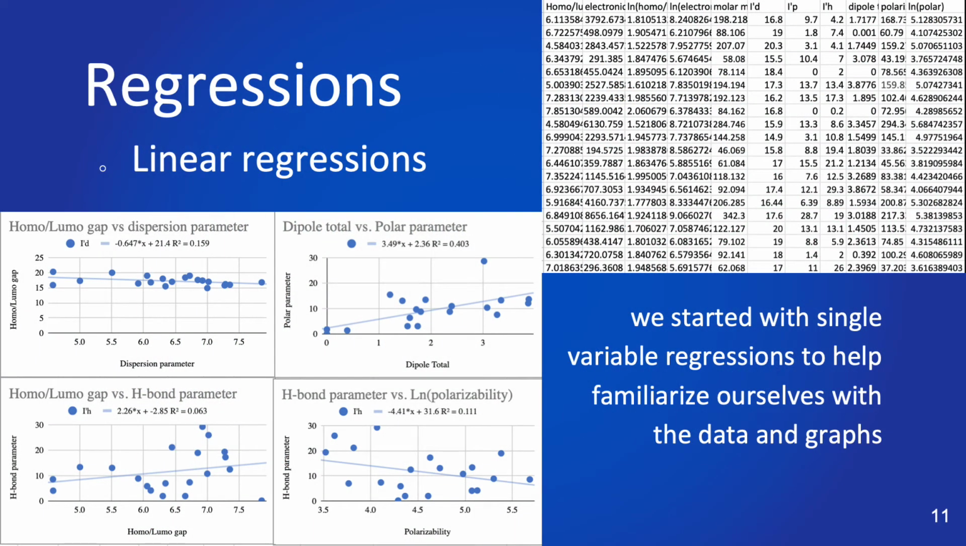So to get started with the regressions, we began with single variable regressions or linear regressions to help familiarize ourselves with not only the data but the graphs as well. And you can see from these that the R-squared values are not great, which was actually expected. So once we felt comfortable with this, we went ahead and began our multivariable regressions.